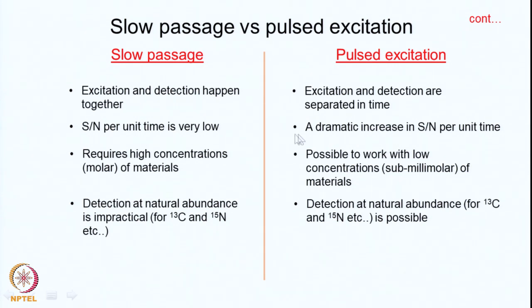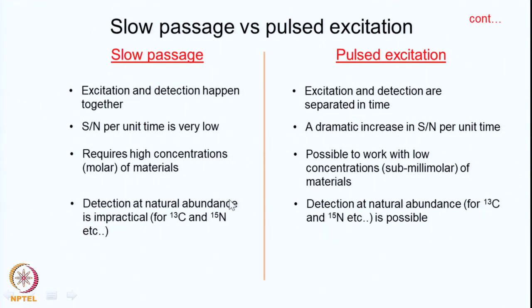Therefore, as a result of signal averaging, you have a better signal to noise ratio per unit time in this case as compared to what it is in the slow passage. This was actually a major breakthrough, and that led to the application of NMR to various kinds of systems. So, here one required very high concentrations of materials, molar concentrations, whereas here one could work with low concentrations of materials, submillimolar. You may often be limited by the solubility of the molecules in your solution. Therefore, you can work with small concentrations of materials, you can do better signal averaging and get higher signal to noise ratio.